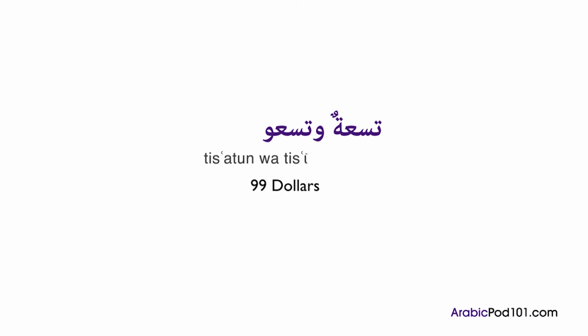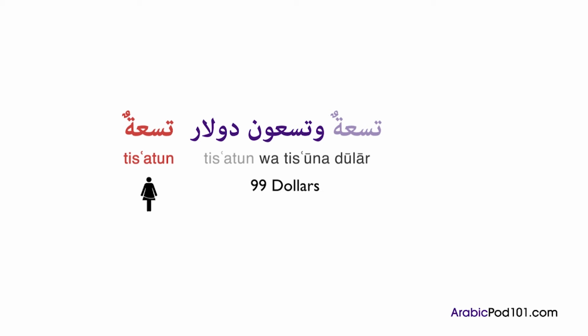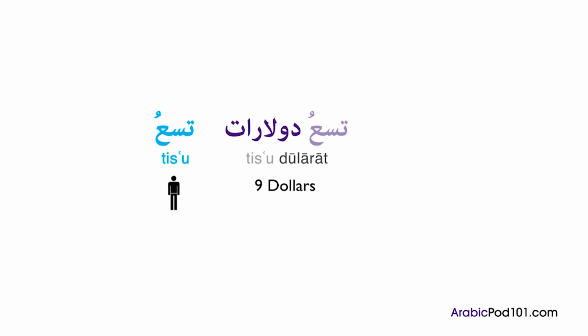Let's try another example. $99. تسعة takes the feminine form because it's followed by the masculine دولار. If we only want to say $9, we say $9. Notice that تسعة is changed to the masculine form because it's followed by the feminine plural دولارات.